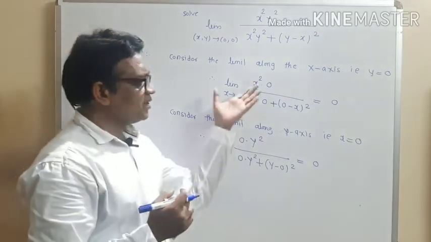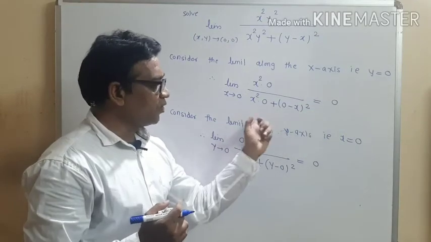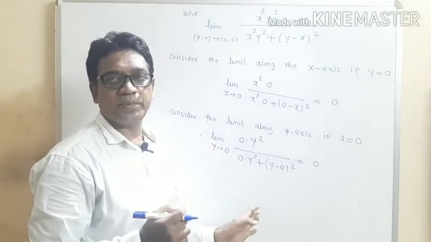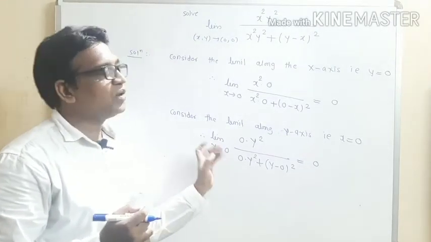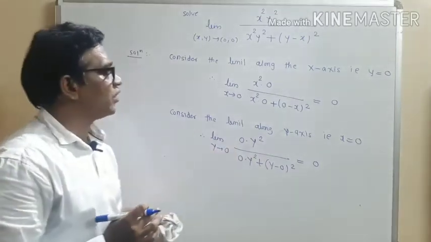So see, again we get the same condition. Limit along first root is 0. Limit along second root is again 0. This is the repetition. We don't require the repetition. So find out a third root and get some different limit. It is called limit does not exist.